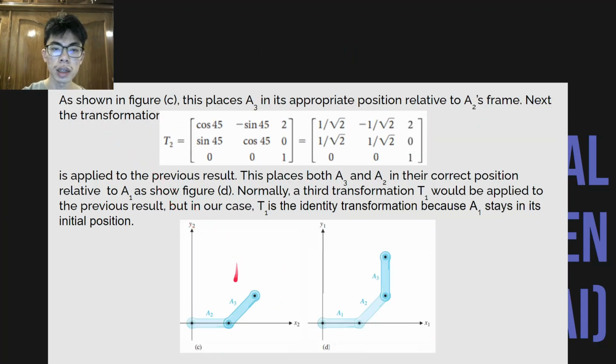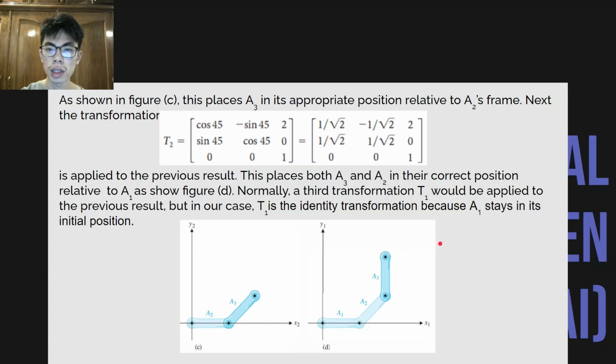As shown in figure C, this places A3 in the appropriate position relative to A2's frame. Next, the transformation T2, equal to cos 45, minus sin 45, 2; sin 45, cos 45, 0; 0, 0, 1, which is 1 over root 2, minus 1 over root 2, 2; 1 over root 2, 1 over root 2, 0; 0, 0, 1, is applied to the previous result. This places both A3 and A2 in the correct position relative to A1, as shown in figure D.